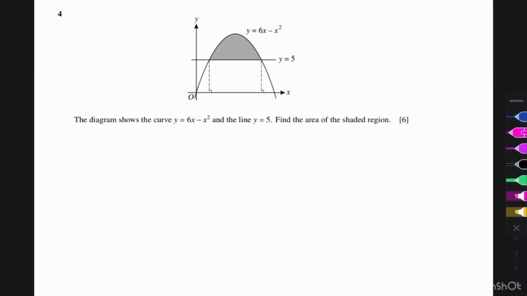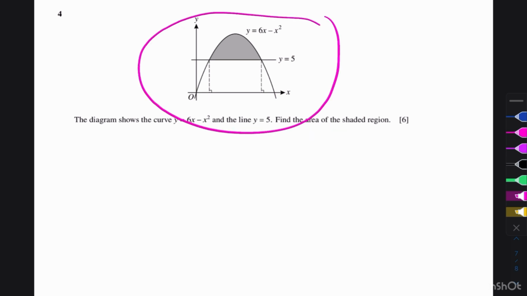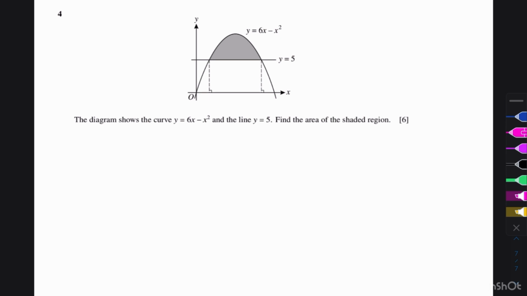Okay, so now on to question 4. The diagram shows this curve and this line. Find the area of the shaded region. Anytime you're asked to find the area of a shaded region, given a graph and some equations, it's usually an integration question. We need to find these two x values, and then integrate with these two values as the limits. So the first thing to do is find those values, and those values are the intersection points of this graph and this line. So how do you find intersection points?